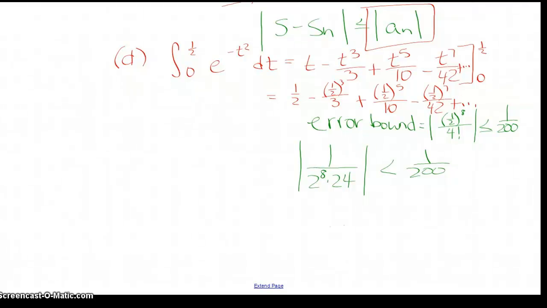2 to the 8th. What is that? 2 cubed and 2 cubed and 2 squared. 8 times 8, 64 times 4. Wouldn't even begin to know how. You guys would be much better at that. That's 256. And that really probably would be all that we would have to show, is that at this point we would recognize 1 over 256 times 24 is definitely less than 1/200th. And that would be all that we would have to show to be successful on part D.